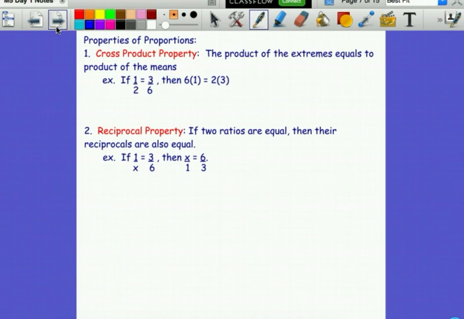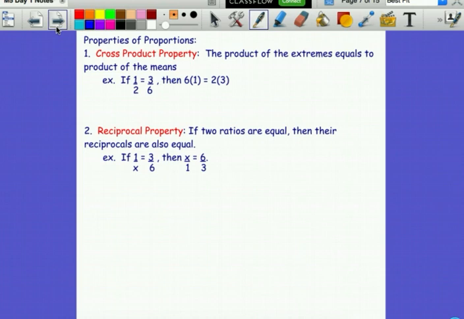So there are several properties of proportions that we're going to talk about, so you may want to pause the video throughout this and jot down some information. But the cross product property is something that you already knew. So the product of the extremes will always equal the product of the means. Again, product means to multiply.